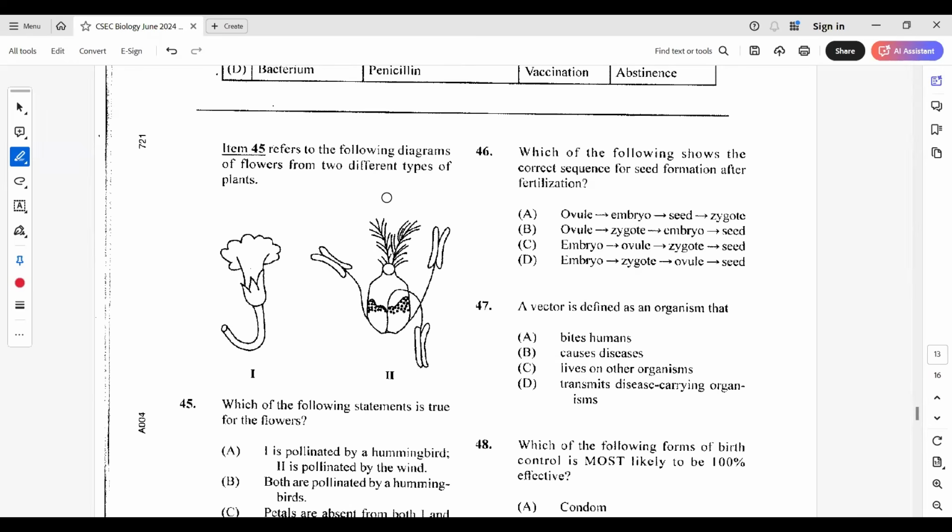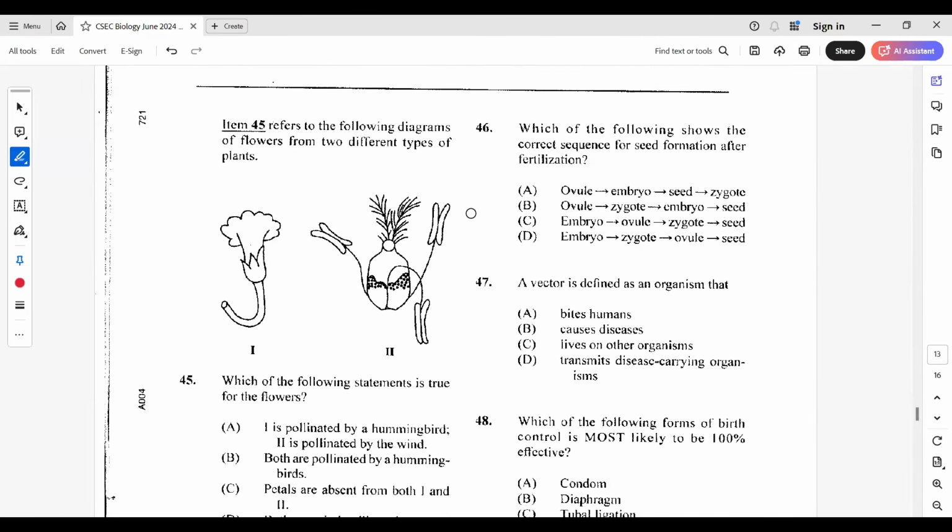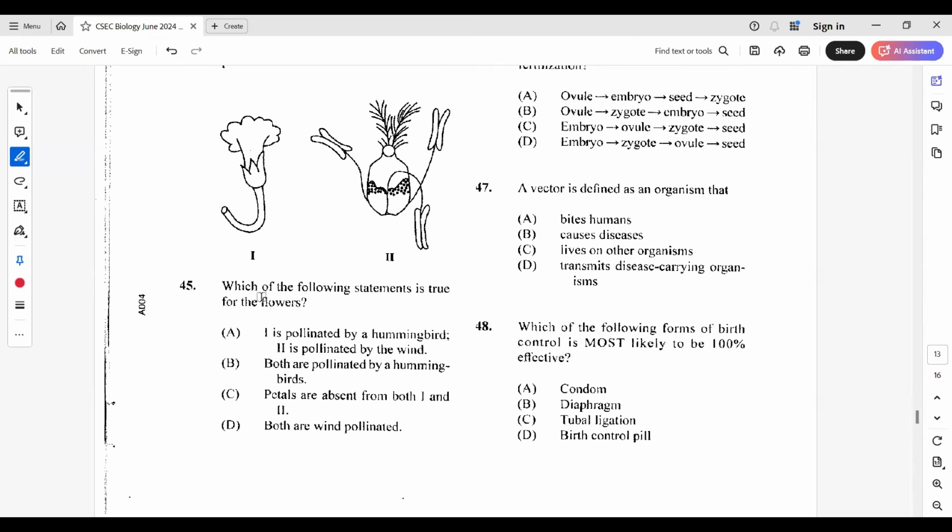45 refers to the following diagrams of flowers from 2 different types of plants. Which of the following statements is true for the flowers? A, one is pollinated by a hummingbird. Yes, that's very likely. Nice large petals. If they drew this in color, it would probably have a color. And two is pollinated by the wind. See these dangling and nice feathery parts, right? So A is the answer.